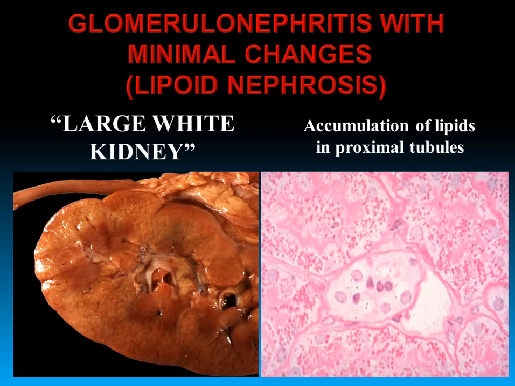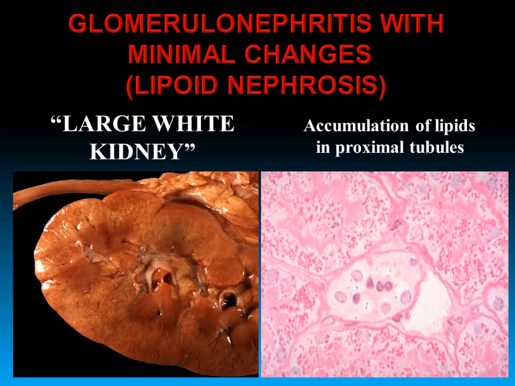Due to reabsorption from the urine, lipid molecules can be detected inside epithelial cells of convoluted tubules. Lipoid nephrosis usually manifests by nephrotic syndrome, without hypertension and without hematuria.